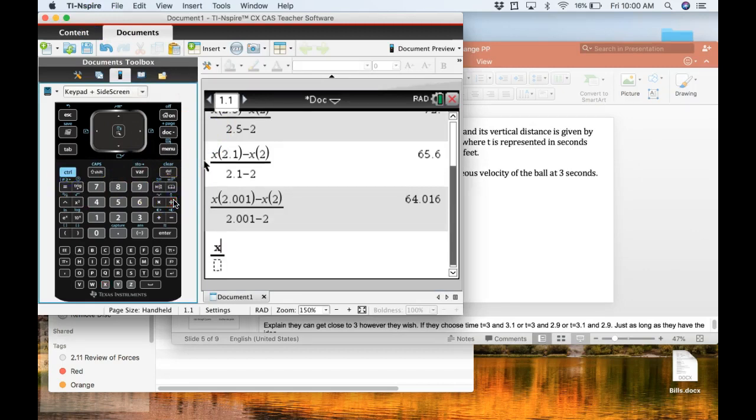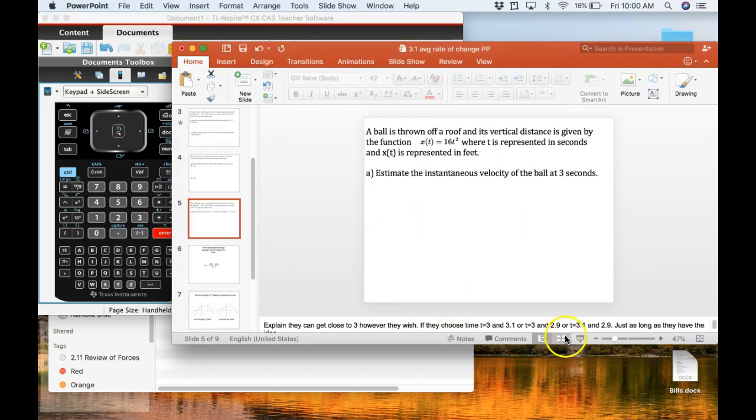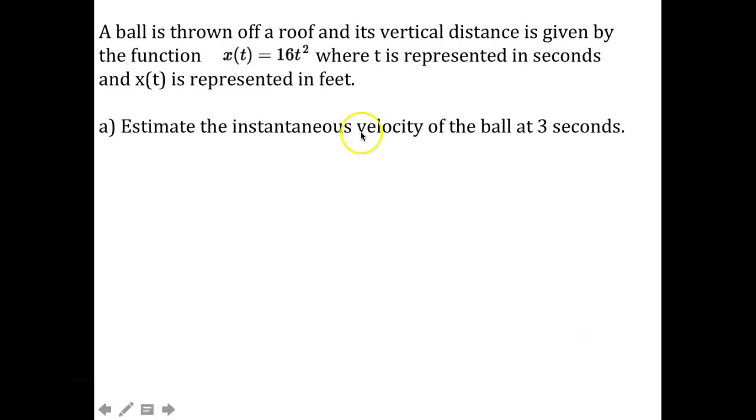Control, divide, x of 3.1 minus x of 3, all over 3.1 minus 3. 97.6 feet per second. Okay. 97.6, I believe it was. 97.6 feet per second. Okay, is the estimation for the instantaneous rate of change.